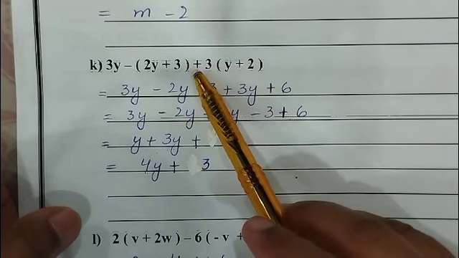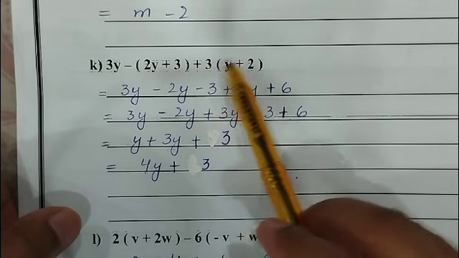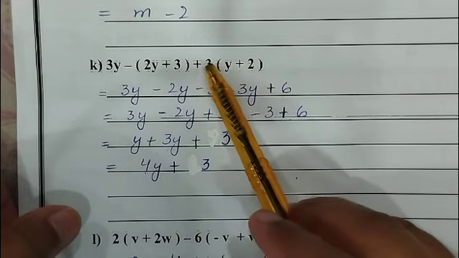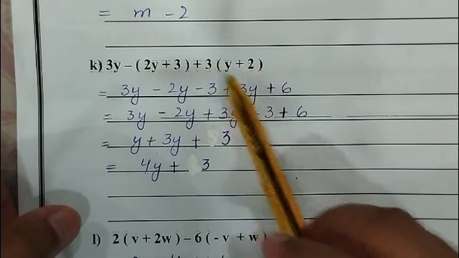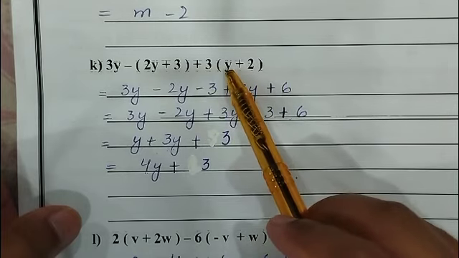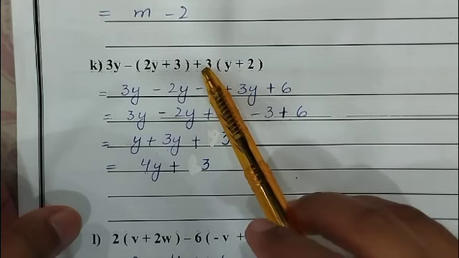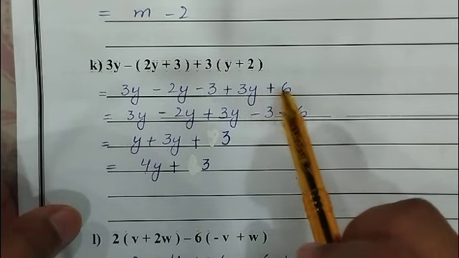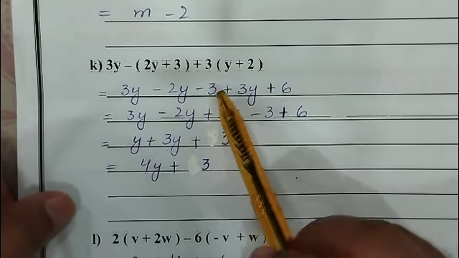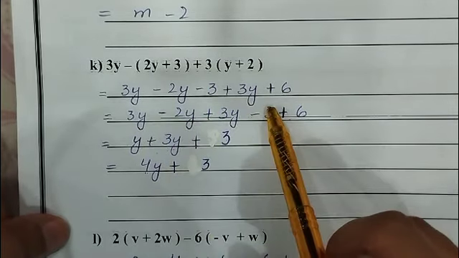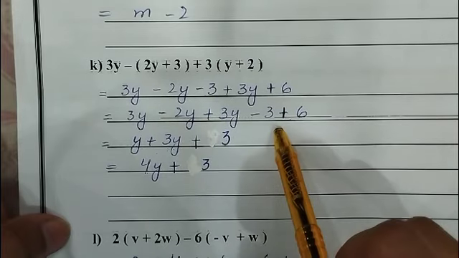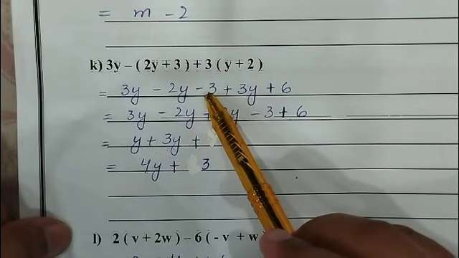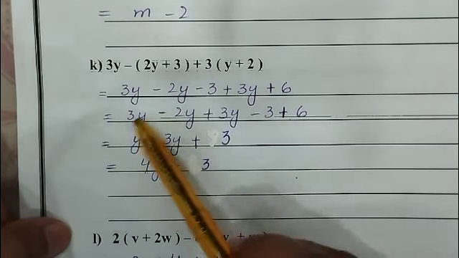Now as you know, the plus sign is outside the bracket, so there will be no change in the signs inside the bracket. Now multiply 3 with y, so plus 3y, then multiply 3 with 2 is 6. Signs are not changed because there is a plus sign outside the bracket. Now arrange the terms, first variable terms, then constant terms, 3y minus 2y and this 3y, then minus 3 and plus 6. Now solve these.